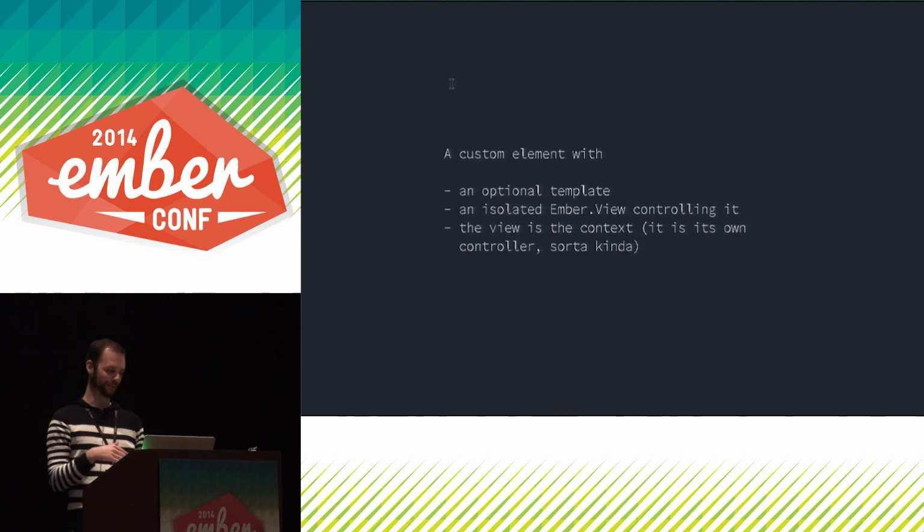All right, so aside from that, a component is a custom element with an optional template, an isolated Ember view that controls that template, and then the view is the context, or in other words, it is its own controller, sort of, kind of. I had a JS Bin that Yehuda didn't like very much, where I made an application component, and it did application view equals application component, and application controller equals application component, and it worked.